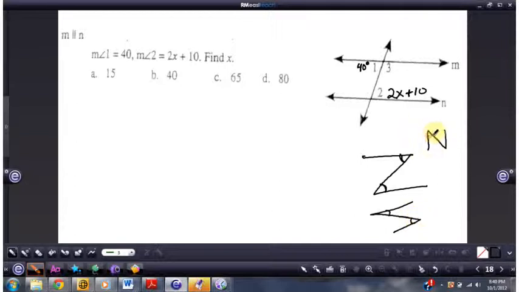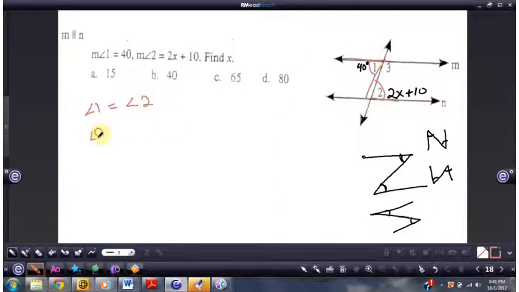These are congruent. Okay? You should be able to tell right here, 1 to 2 to down here, there's a letter Z. That would mean angle 1 equals angle 2. Angle 1 is 40 degrees. Angle 2 is 2x plus 10. Now it's algebra. Solve for x.